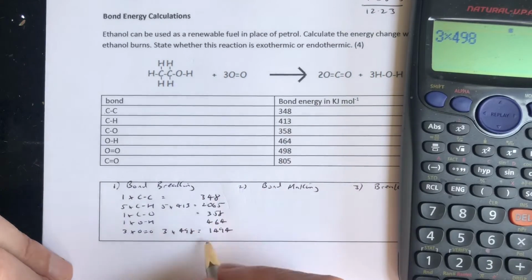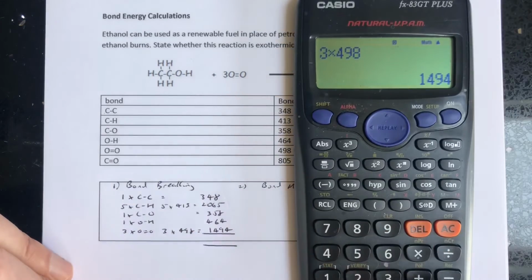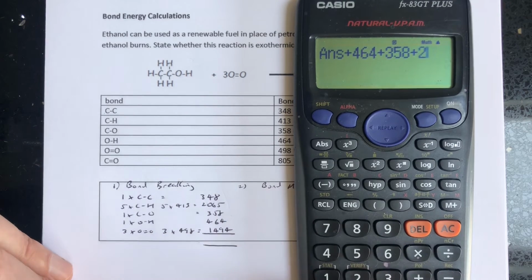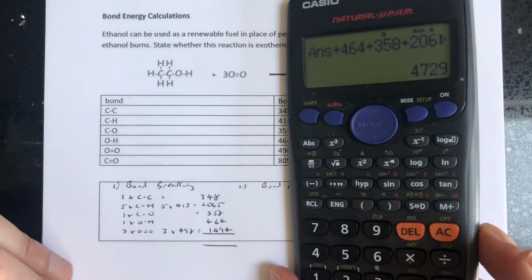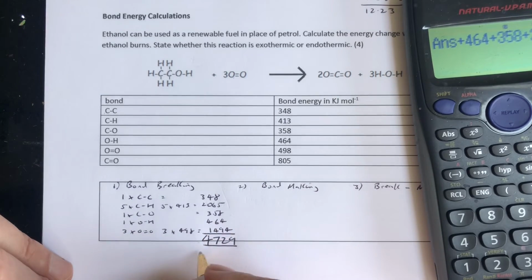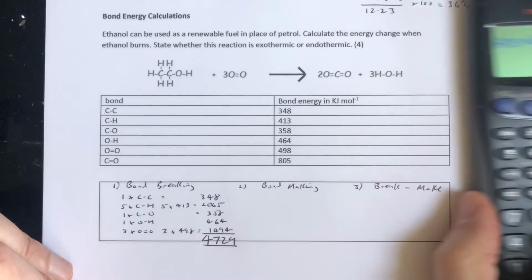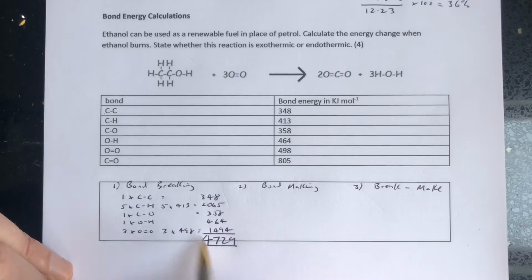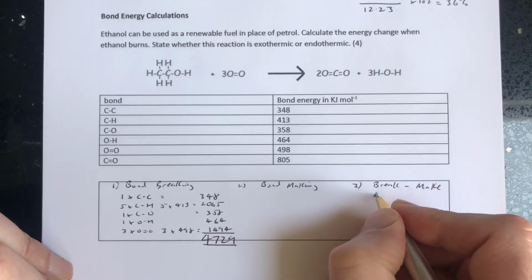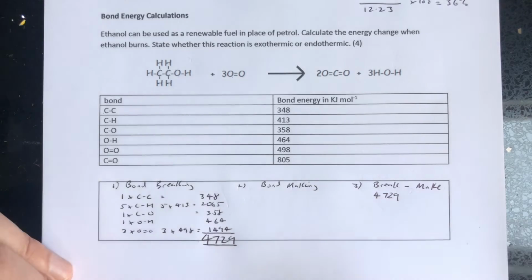Right, now we need to add all these up. So now we've got all our bond energies, we need to add all of those up. So 1494 plus 464 plus 358 plus 2065 plus 348 equals 4729. So that is our bond breaking. That's the activation energy for that reaction, the energy it requires to break all these bonds. Now all these bonds are broken, we can join up and make new bonds. But that's our bond breaking. I'm going to write that over here straight away in stage 3, 4729.